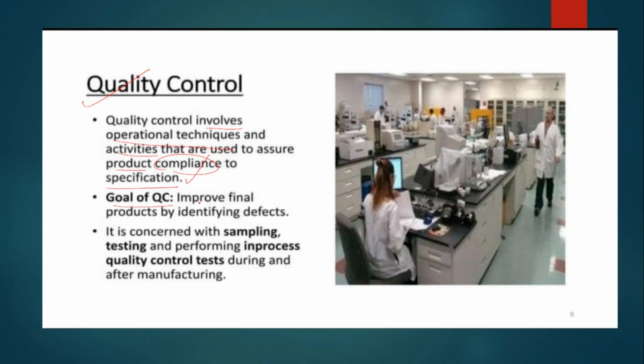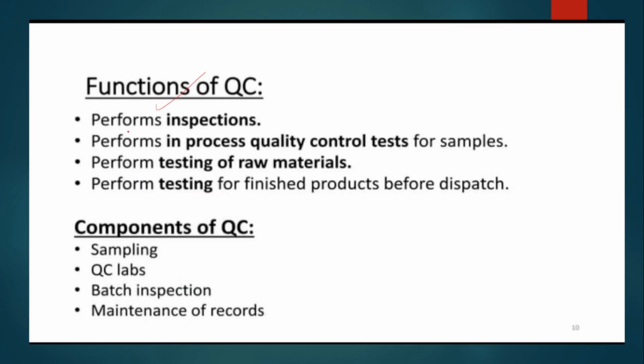What is the goal of QC? It improves final products by identifying the defects. It is concerned with sampling, testing and performing in-process quality control tests during and after manufacturing. What are the functions of QC? Quality control performs inspections and in-process quality control tests for samples, and performs testing of raw materials and testing of the final products before dispatch. What are the components of QC? That is sampling and quality control labs, batch inspections and maintaining of records.